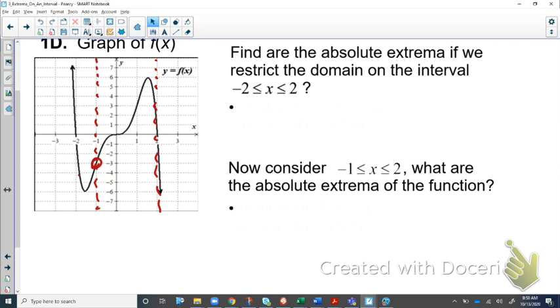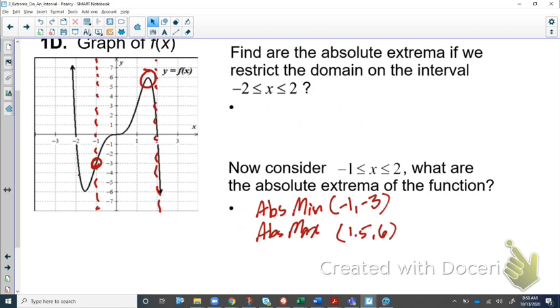So here the absolute minimum looks like it's at x = -1, and I'm going to just say it's at -3. And so the absolute maximum here, because we're still going to 2, the highest point that it achieves is still right there at about (1.5, 6).